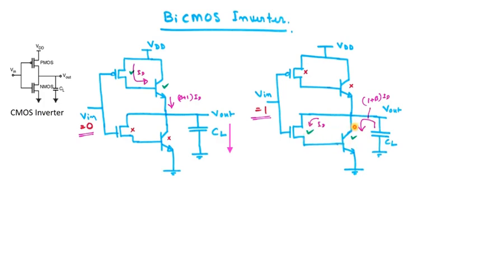So what will be the collector current for this BJT? That will be again beta into ID. So what will be the total current which will be coming out of this CL? That will be now 1 plus beta into ID.